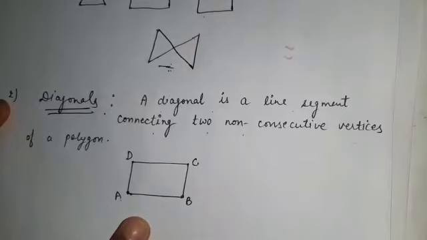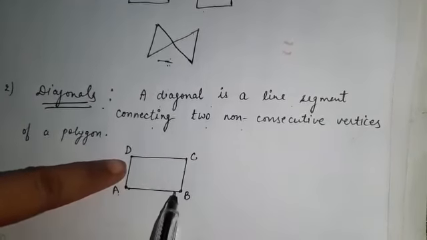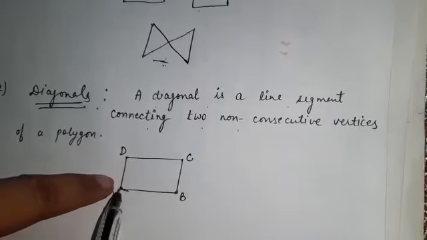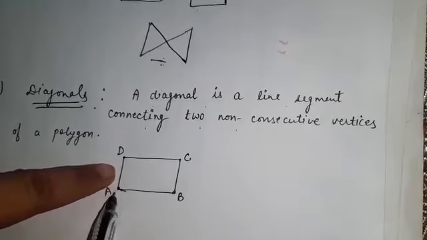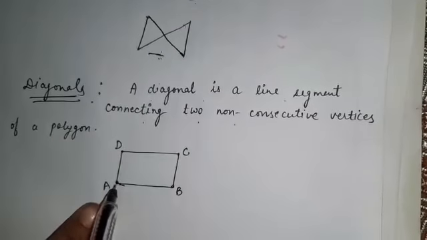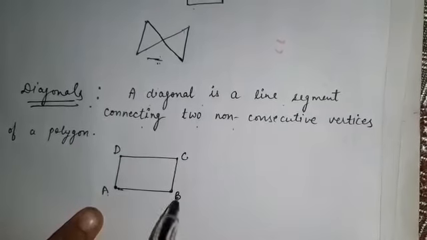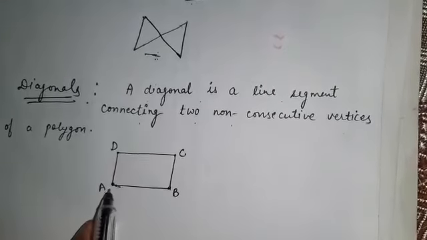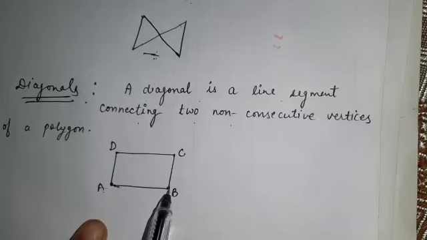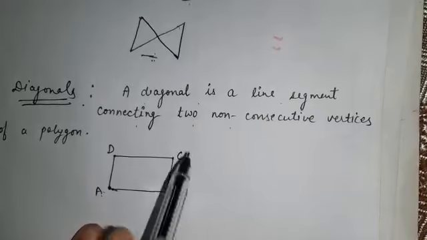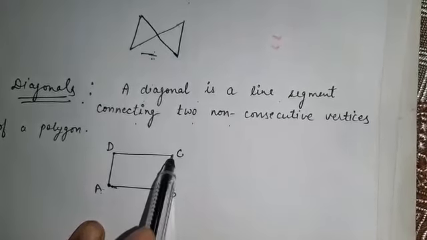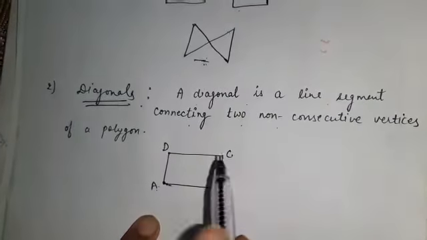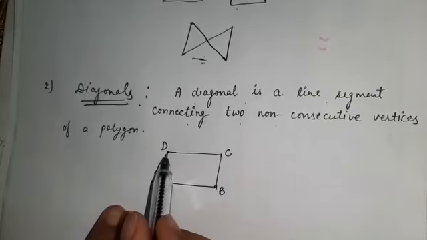There are four vertices. Vertices means where the two line segments intersect each other, or where the two line segments meet each other. A is the point where line segment AD and AB intersect each other. B is the point where line segment AB and CB meet each other, and similarly C is a point where the two line segments meet each other, and D is also a vertex. So there are four vertices here.